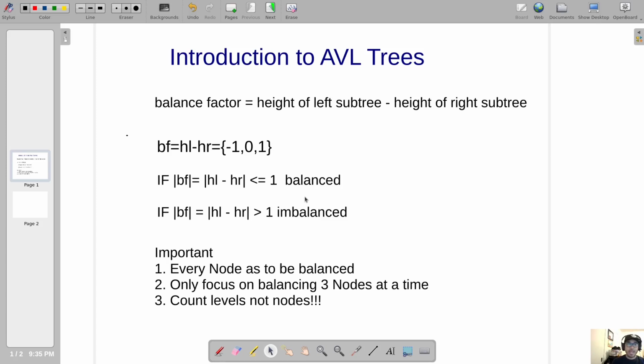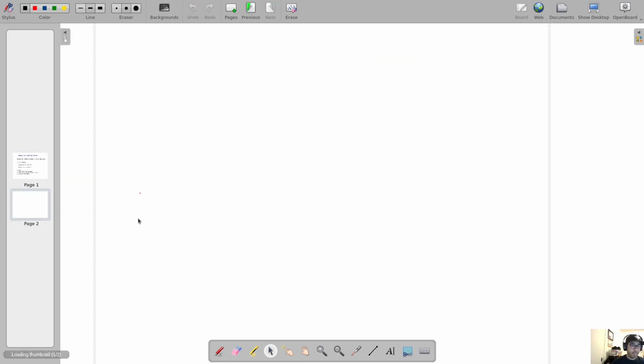All right, and I also want to take an important note that every node has to be balanced. If one node is imbalanced, the whole tree is imbalanced. And we count levels, not nodes. All right, we'll get into what that means later. So right over here, let me draw out a tree. We're going to get the balance factor of this tree here.